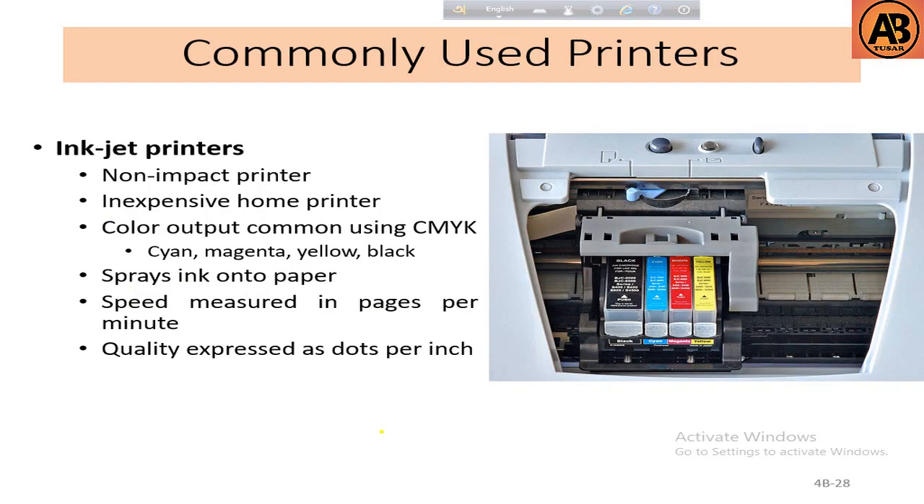Then commonly used printers such as inkjet printers. This is a non-impact printer, an inkjet printer. It is an inexpensive home printer, and color output is common using CMYK: cyan, magenta, yellow, black. That means inkjet printers use cyan, magenta, yellow and black. It sprays ink onto paper. Speed is measured in pages per minute. Quality is expressed in dots per inch, that is DPI.